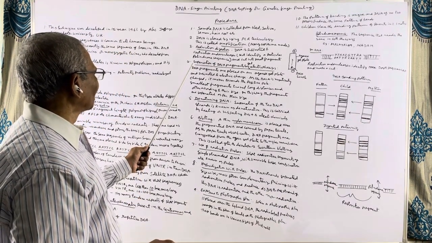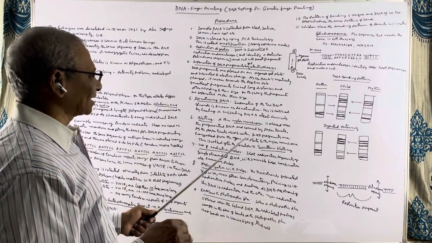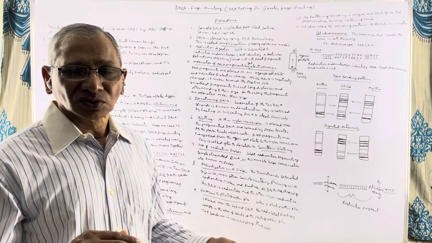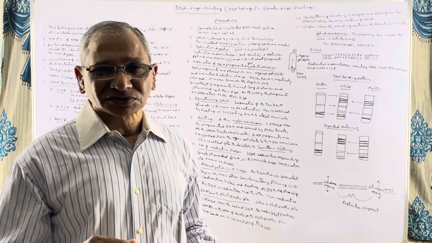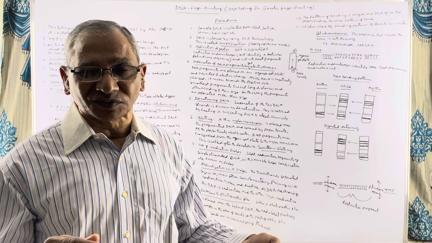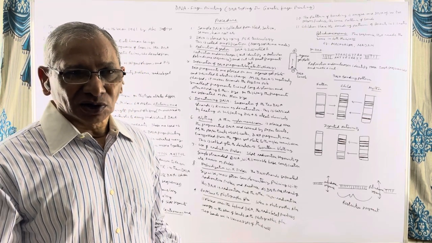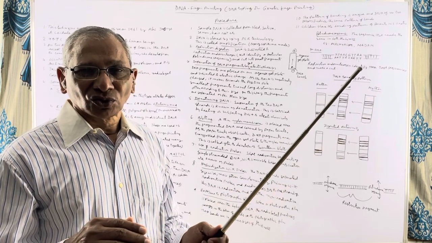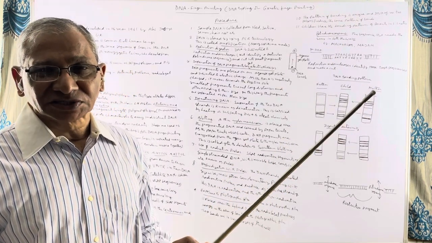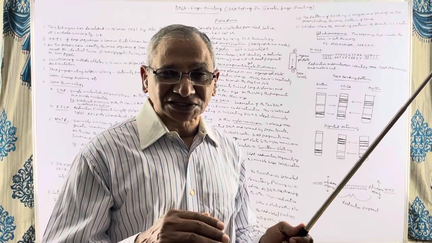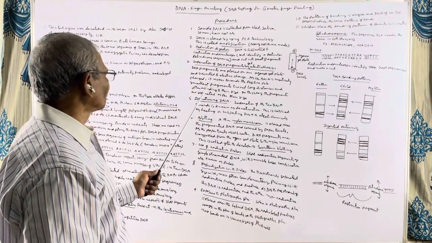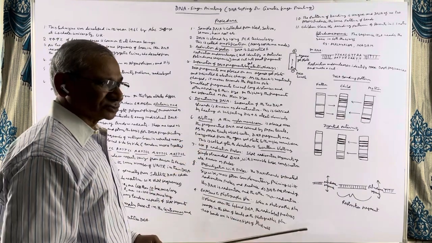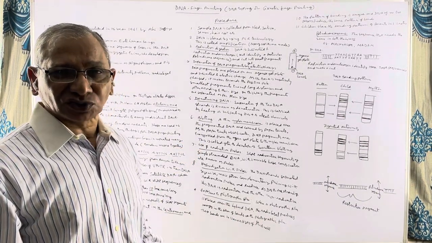Then these pieces are to be separated according to their size. One piece may have 10 repeats, another one may have 100, another may have 150, like that. As the number increases, the length of the fragment increases. Now we have to divide the DNA fragments according to their length or size. For this, a process known as gel electrophoresis is employed.